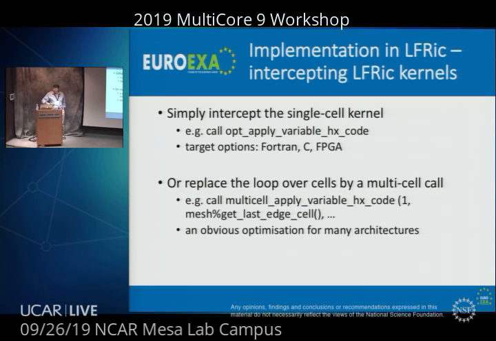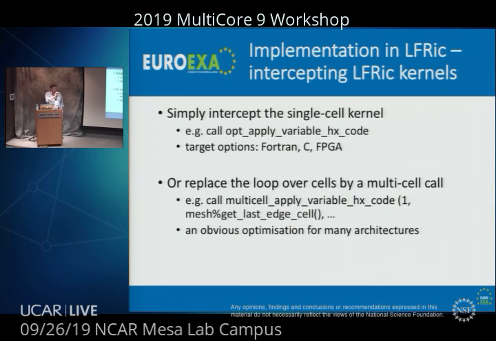You can either simply intercept the single cell kernel. In Elfric, they refer to cells, which are the individual cells in the horizontal mesh. That is actually a column of data, so they're referred to as cells, but you can think of them as columns. And the Elfric kernels operate on a single cell, a single column, within a loop.